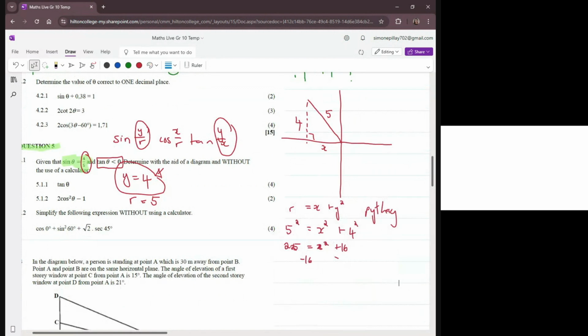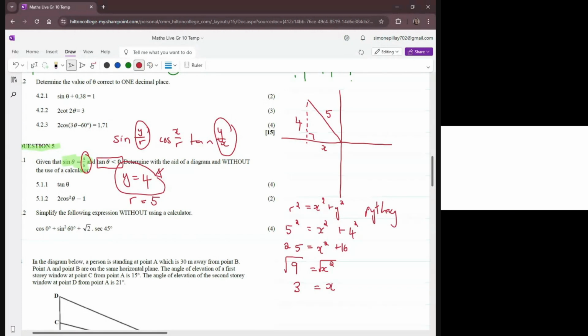Okay. This was 25 is equal to x squared, and this was squared, and this was squared. Cool. Now that we've got that, 25 minus 16 is going to give us 9. So 9 is equal to x squared. We're going to square root, and we get that 3 is equal to x.